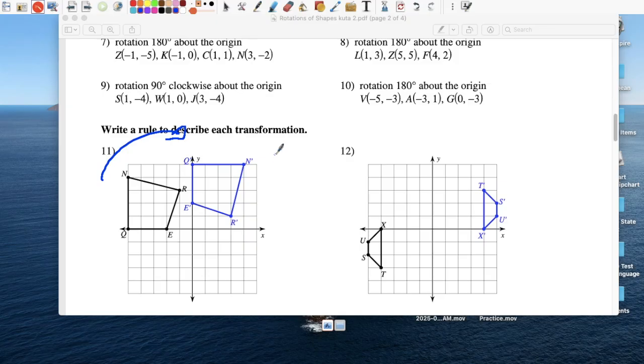So if you describe that, you can say, hey, look at N. N was here in quadrant 2, now it's in quadrant 1. R was in quadrant 2, now it's quadrant 1. Q and E were on the x-axis, and then it just shifted over to the y-axis. So everybody traveled 90 degrees, right? So they traveled one quadrant over. If it's one quadrant over, 90 degrees, which direction? Clockwise.